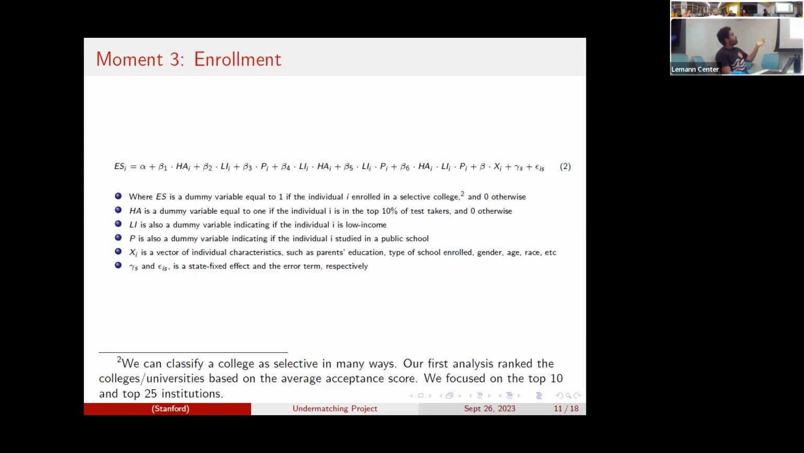And basically here for enrollment, it's the same idea of regression. The only difference is our dependent variable, in this case, is enrollment. So ES is equal to 1 if the individual enrolls in the selective college, and 0 otherwise. And I think the variables that we're most interested in here are beta 4, the interaction of being a high achieving student and low income, and also beta 6, being high achieving, low income, and coming from a public school.